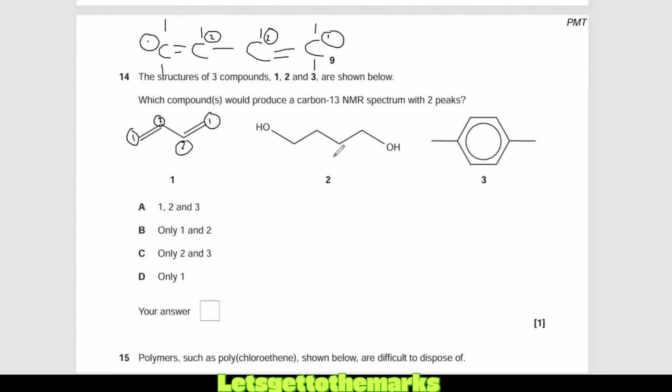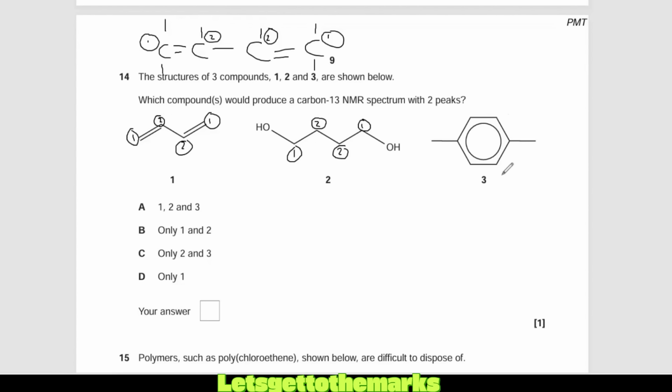So we've got butane-1,4-diol, and we can see again this carbon is going to be identical to this carbon here, and this carbon and this carbon have identical environments. So we've got two different carbon-13 NMR peaks there. There's basically two different carbon environments.